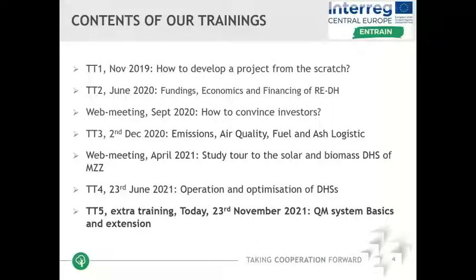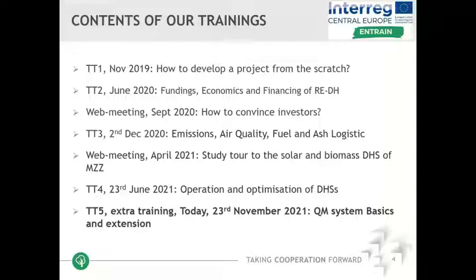After that, the third Train the Trainer session, which was held in December 2020, was about emissions, air quality, and fuel and ash logistic. This is very important for each operator of a combustion plant because burning biomass produces many different kinds of emissions that have to be reduced as good as possible. And how you can do that and which legal framework in the different countries regulates that were content of the third training session. As an add-on of the web meeting in April, we invited Christian Holter, who took us to a virtual study tour to the solar thermal and biomass district heating plant in Mürzzuschlag.